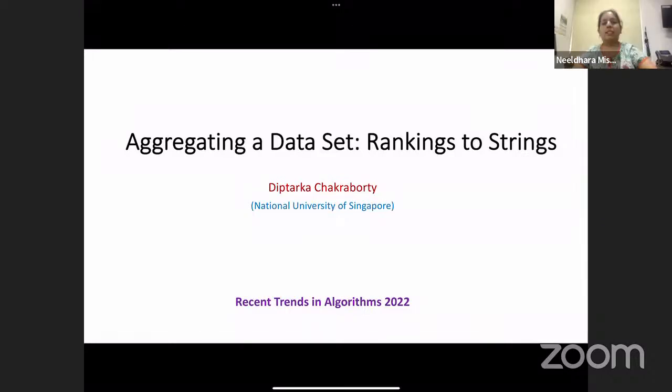His research interests are broadly in theoretical computer science, spanning a variety of different themes and different kinds of problems. He looks at algorithms on large data sets, streaming algorithms, string matching algorithms, graph algorithms, and data structures. He's worked on problems like edit distance, where he has done a lot of fundamental work. Today he's going to be talking about aggregating a data set from rankings to strings. We'll be surveying some of his recent work on this broad theme. This is the first of a two-part journey.